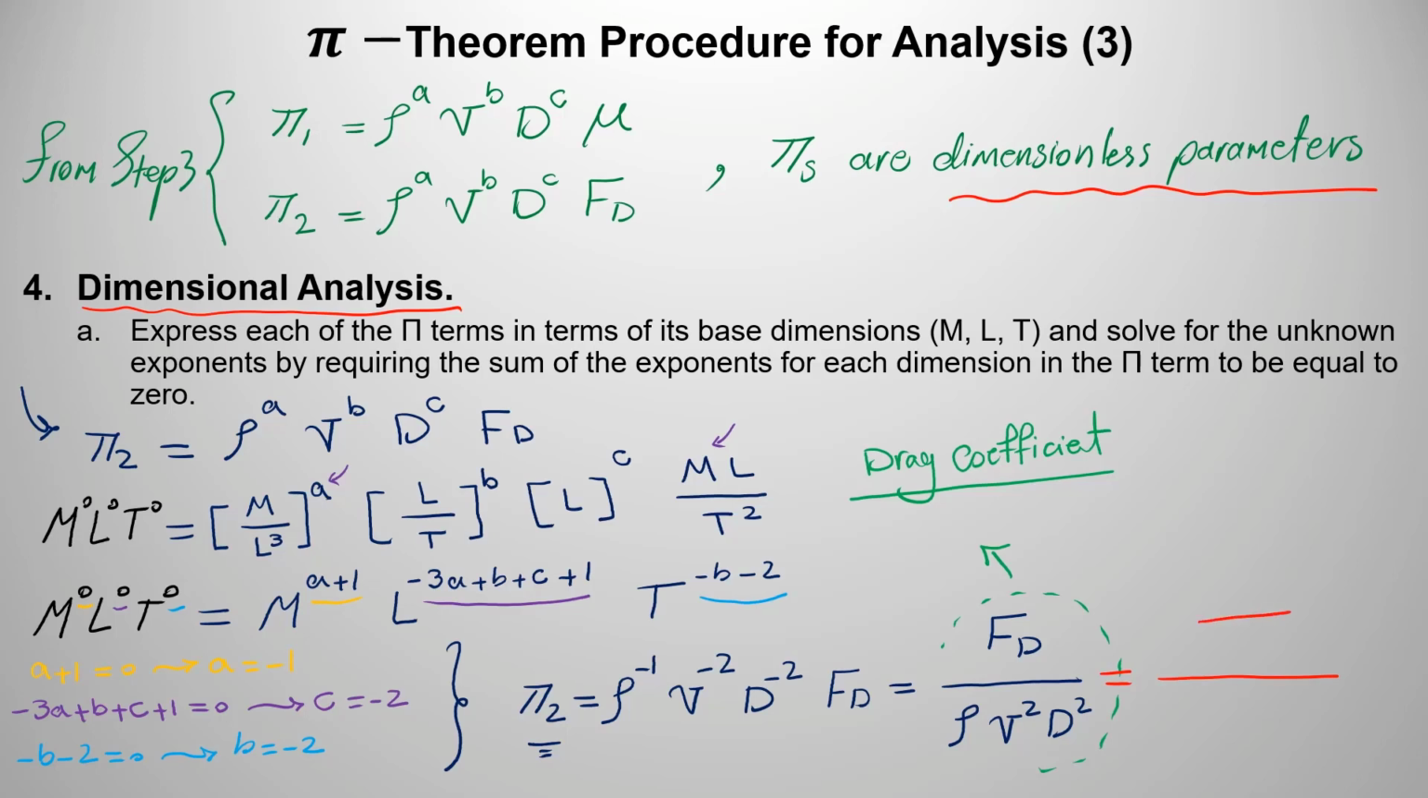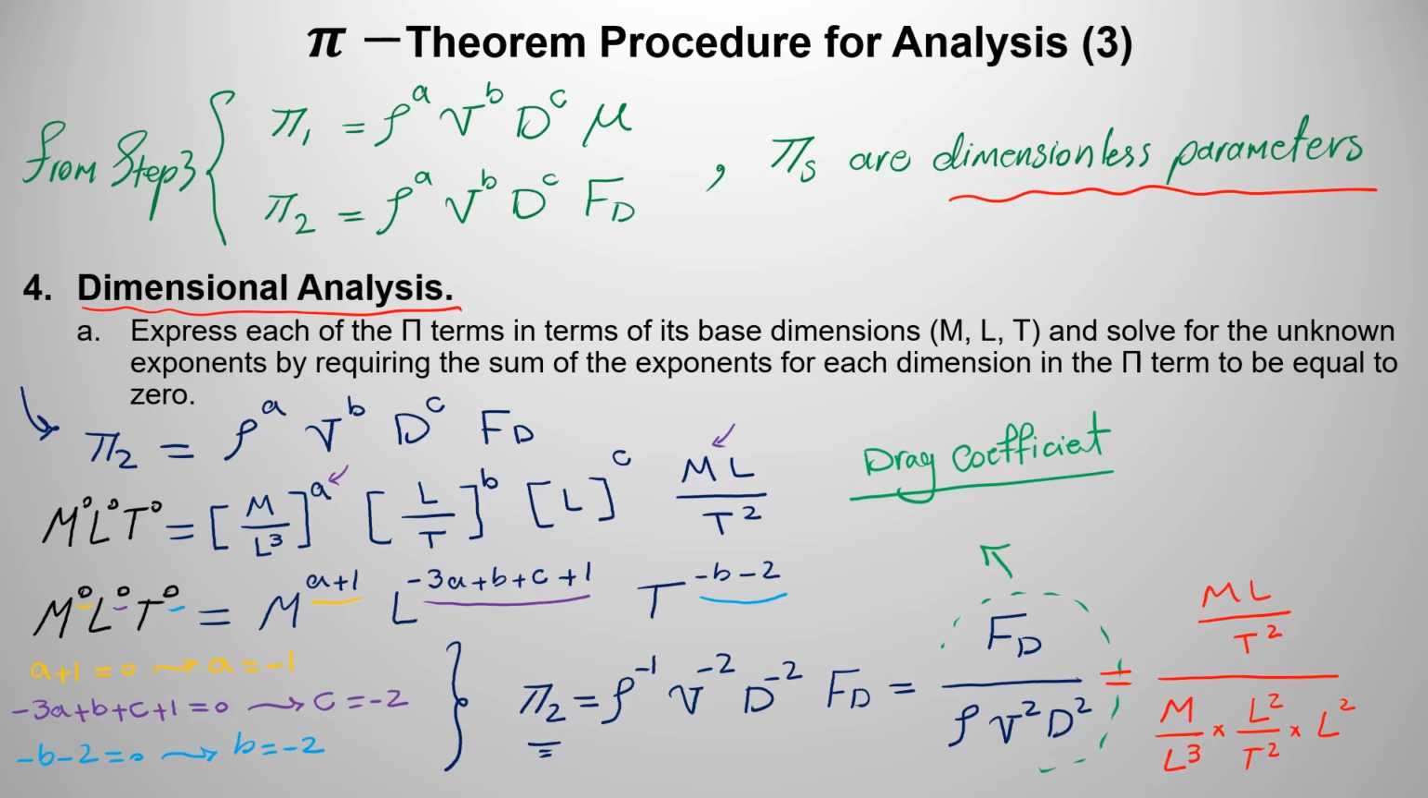The units for force was m l divided by t to the power 2. The units for rho was m over l to the power 3. The units for velocity would be l over t, but to the power 2, so it would be l squared over t squared. And the units for diameter would be l to the power 2, right? All right, so if you take a look at this, they cancel each other out.